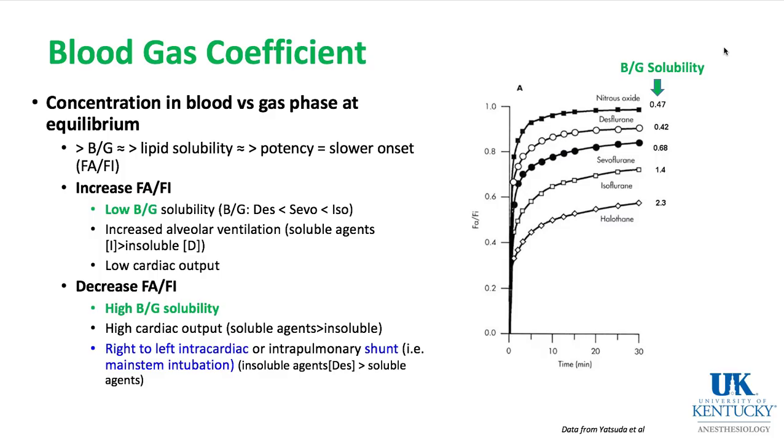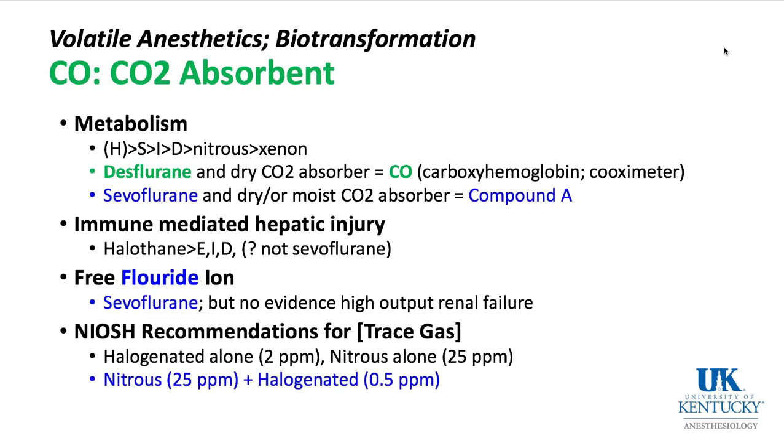That would be a huge shunt, and you would reduce the onset of the anesthetic state, and this tends to affect the insoluble agents like desflurane more than the soluble agents like isoflurane. The next key word is carbon monoxide and CO2 absorbent. Desflurane and isoflurane are broken down in that dry CO2 absorber to carbon monoxide, and desflurane is the one that we normally associate with carbon monoxide formation.